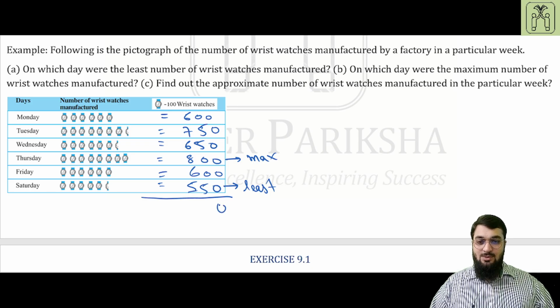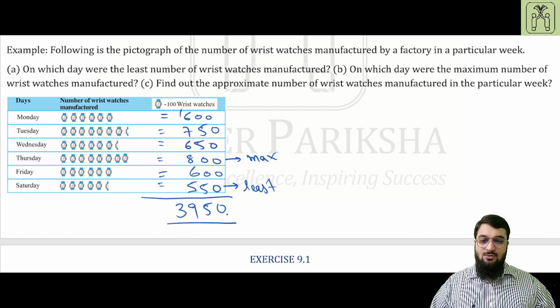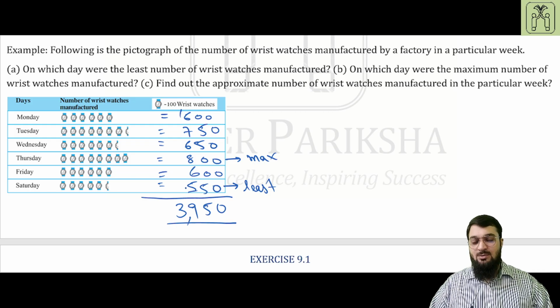So this will be 0. This will be 5 plus 5, 10, and 0, 0, then 5, 15. 1 will be carried over here. So 6 plus 1, 7, 7, 7, 14, plus 6, 20, 28, and then it will be 34. 34 plus 5 will be 39. The total number of wristwatches are 3,950 wristwatches manufactured in that particular week.